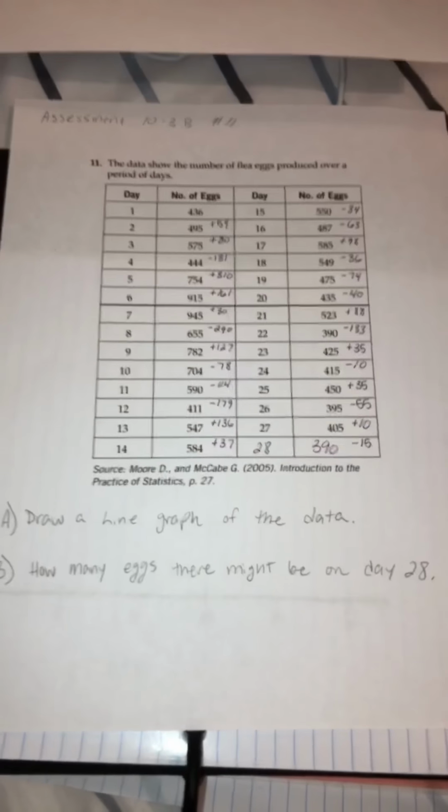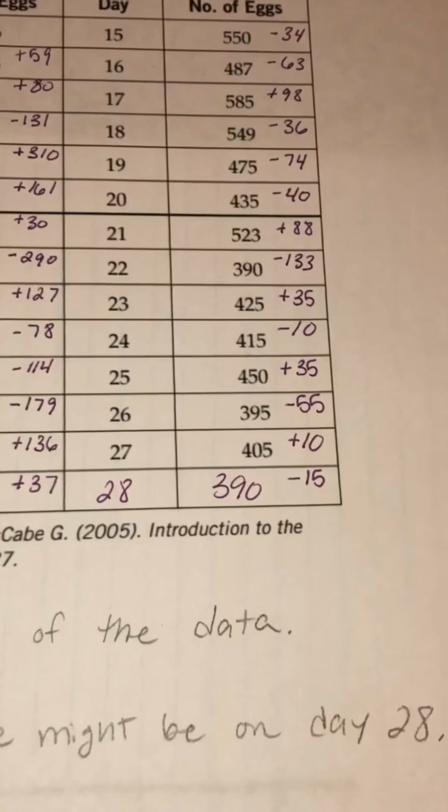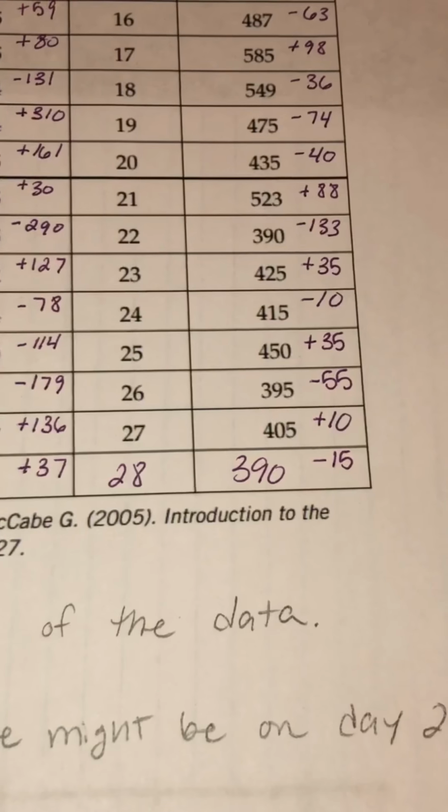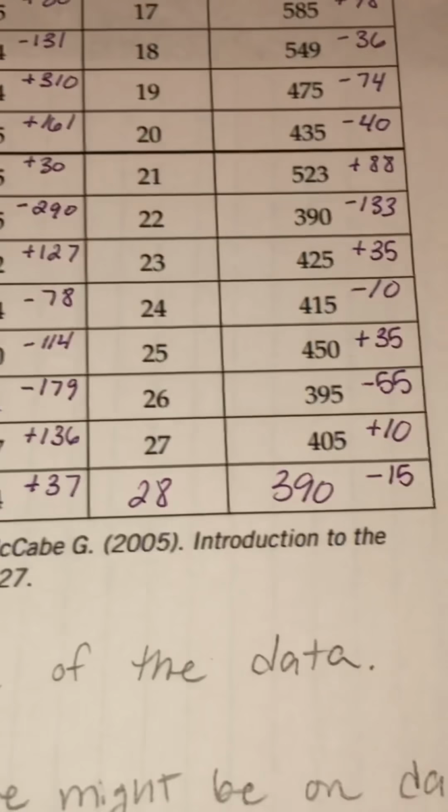A logical prediction would be that it's just going to decline, and so the number of flea eggs produced on day 28 would be 390.